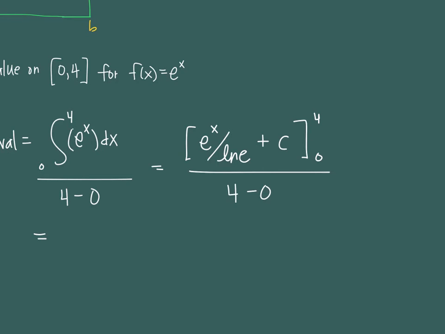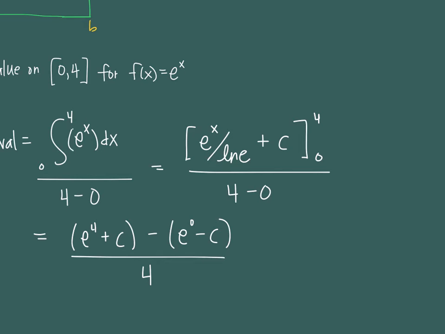And then you're just going to work this like you were working yesterday. The natural log of e is 1, and so I'll have e to the 4th plus c minus e to the 0 minus c, all over the value of 4.